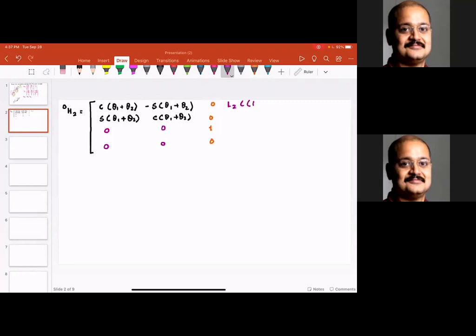And the last column is going to look like L2 cosine of theta 1 plus theta 2 plus L1 cosine of theta 1, L2 sine theta 1 plus theta 2 plus L1 sine theta 1, and this is going to look like A1 plus A2, and this is going to be 1. So this is how that matrix is going to look.